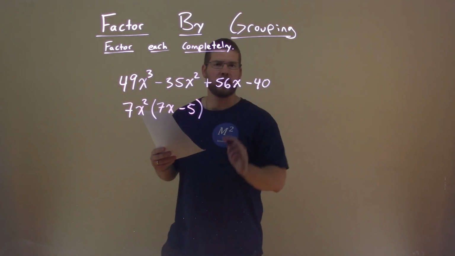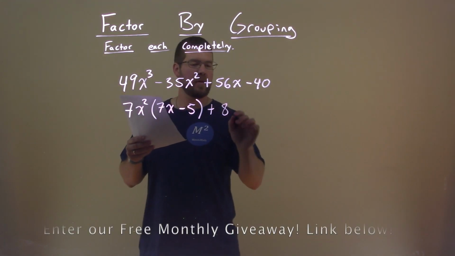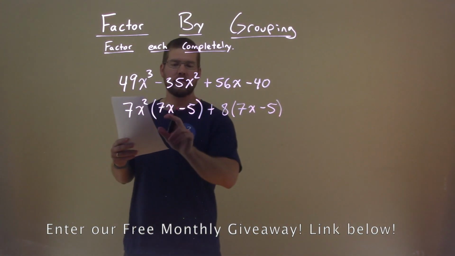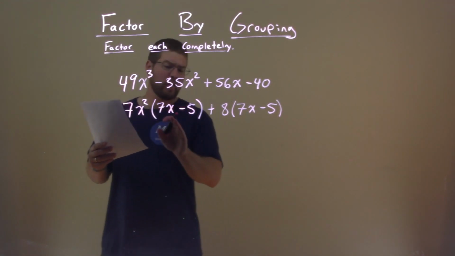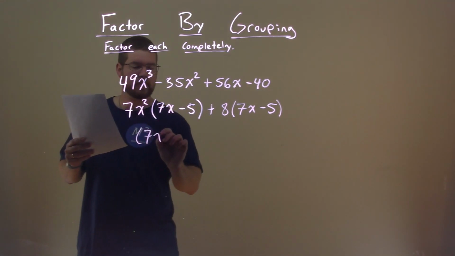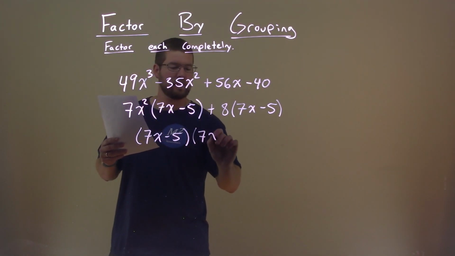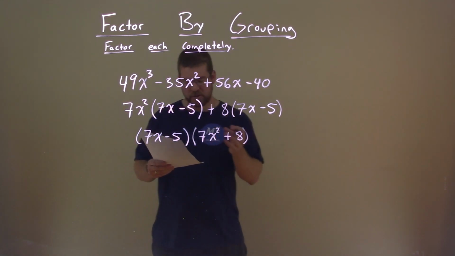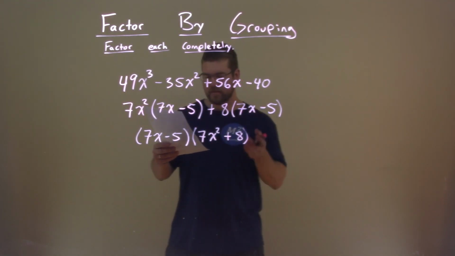We're going to do the same thing with the second two numbers here, 56 and 40. Well, 8 goes into both of those. We're left with now 7x minus 5. Notice these are written twice, 7x minus 5. So if we pull out a 7x minus 5 from both parts, we're left with a 7x minus 5 here times what's left over, 7x squared plus 8. And now we actually have our final answer: 7x minus 5 times 7x squared plus 8.